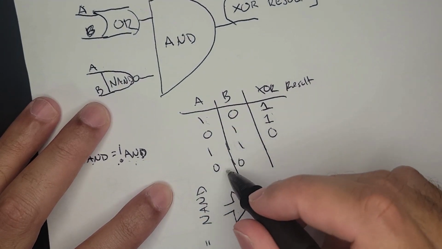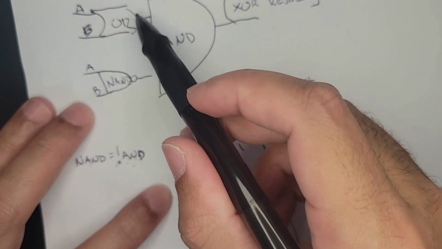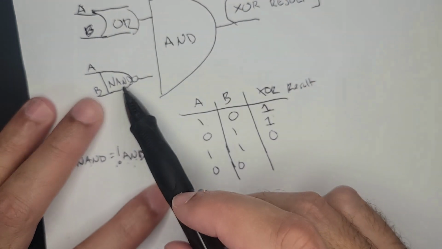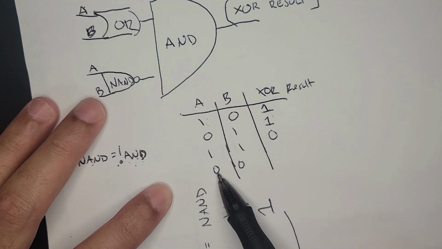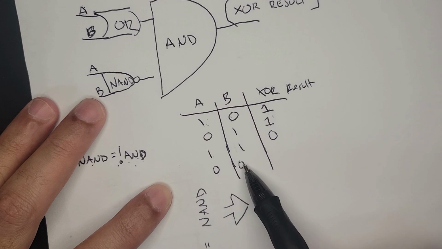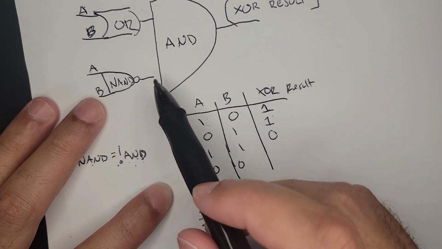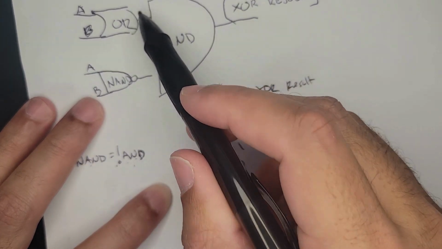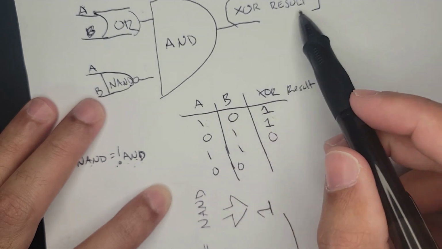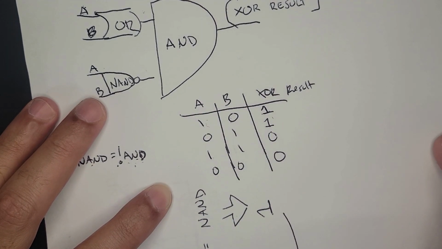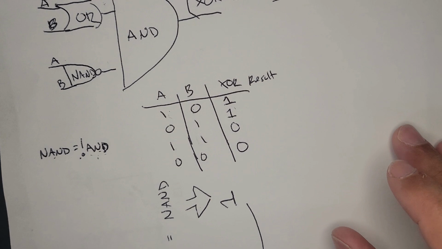And then if they're both off, OR gets a 0, right? Because nobody's on. And are 0 and 0 on? No. So AND gets a 0. We flip it to a 1. So 0 and 1 make 0. So that is how that works.